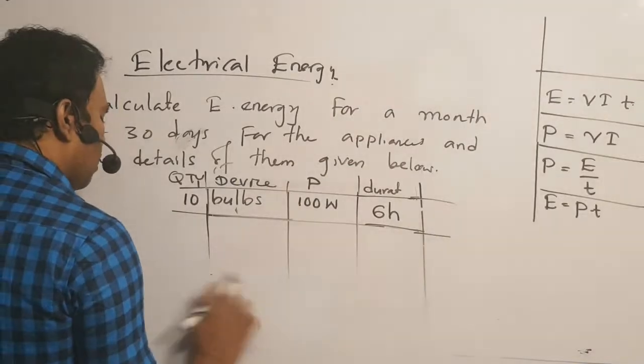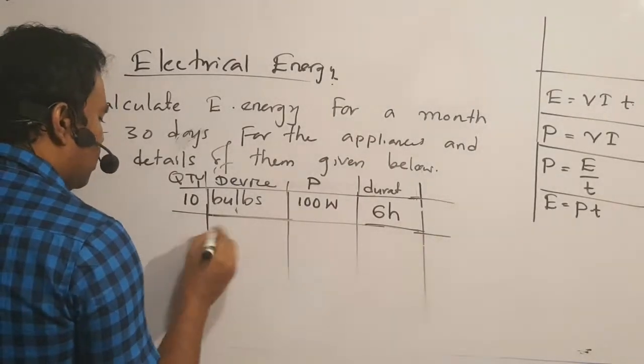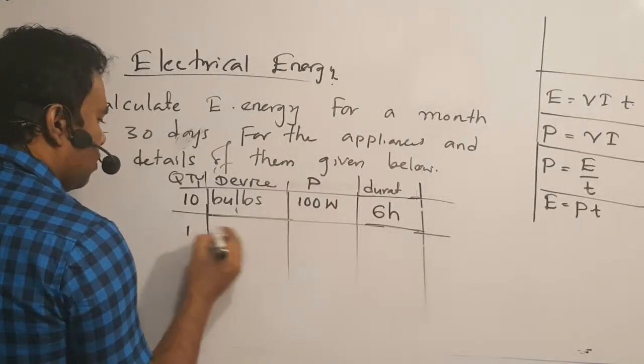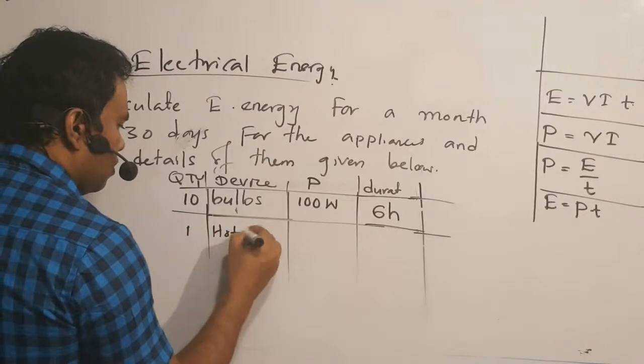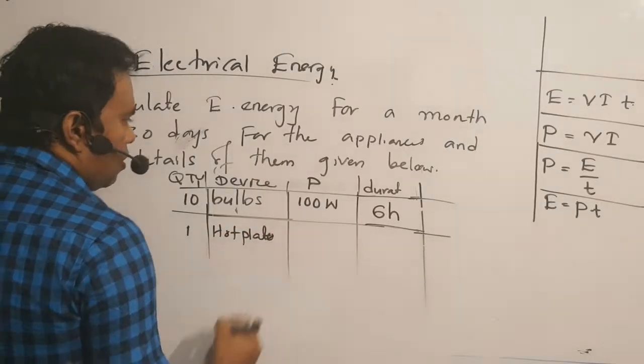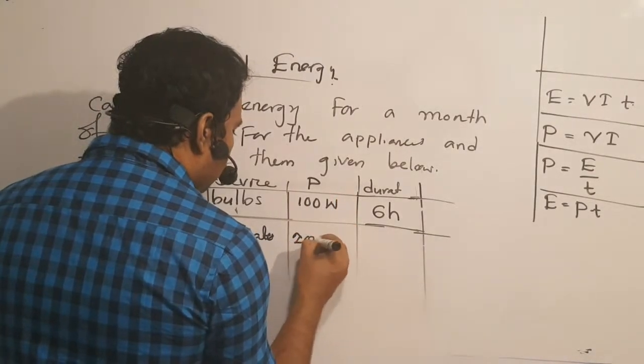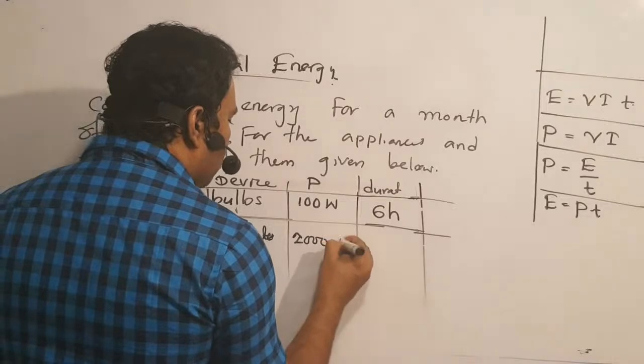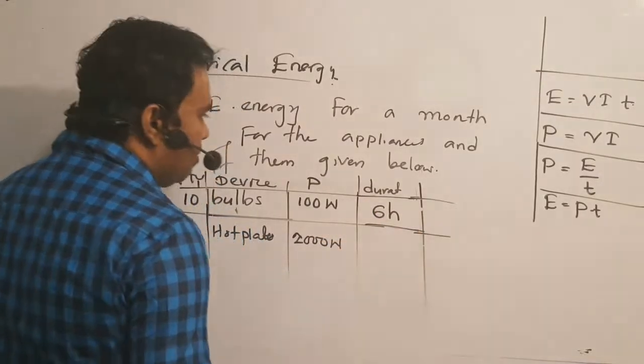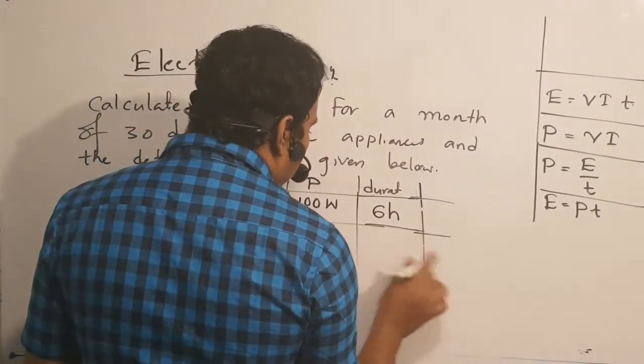Let's take another one. Hot plate. Its power consumption is most of the time 2000 watt, and the duration may be 1 hour.